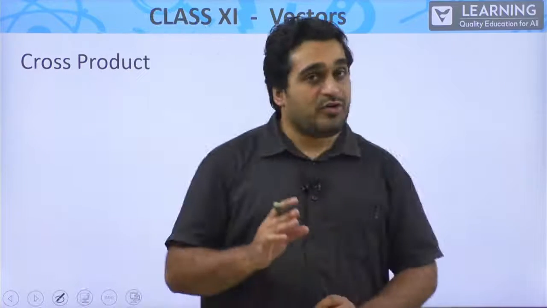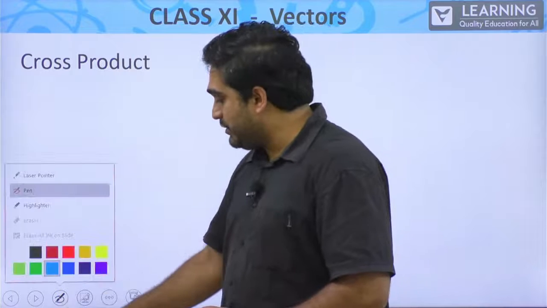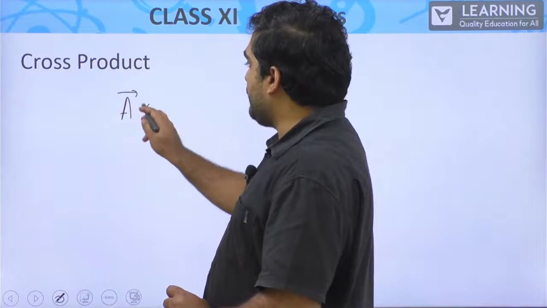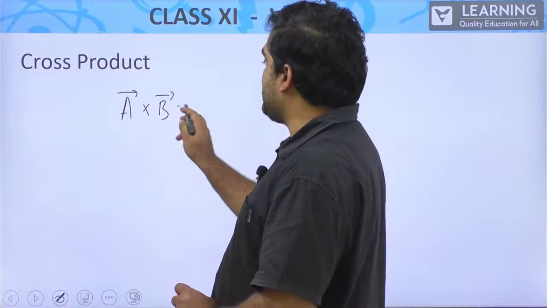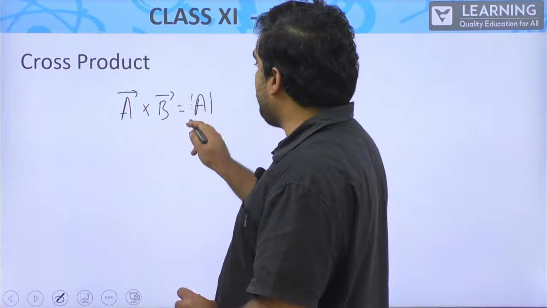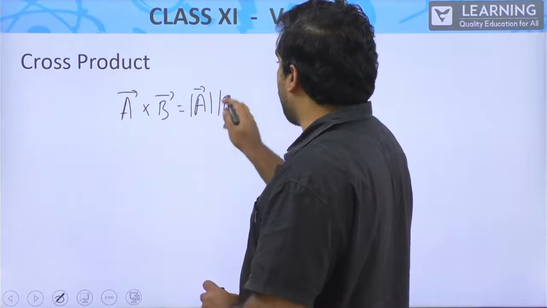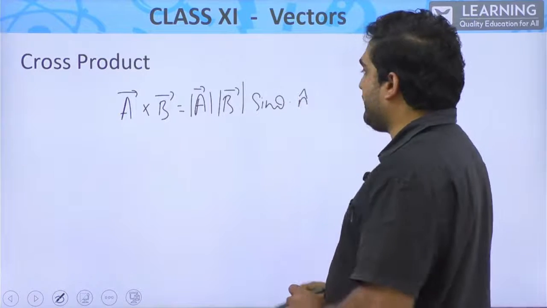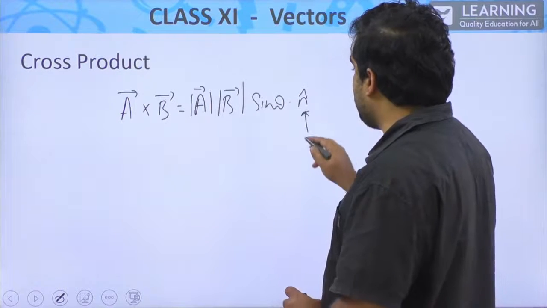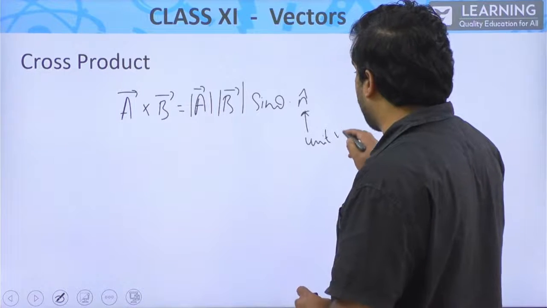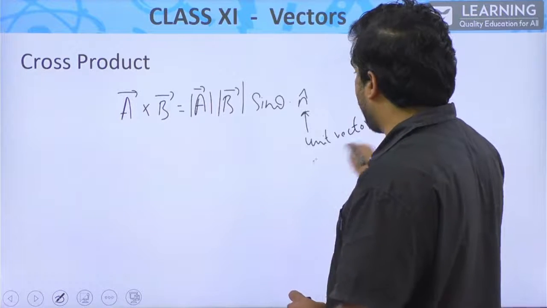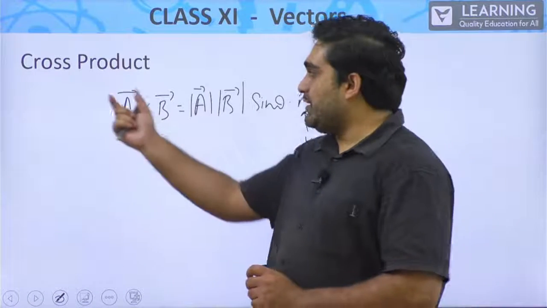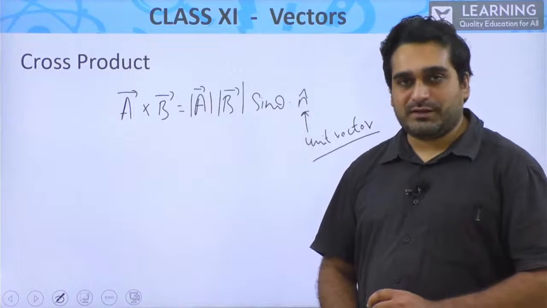Okay, a quick note about the formula that we used. The formula we used is A vector cross B vector is equal to magnitude of A vector, magnitude of B vector, sine theta, n cap. N cap is a unit vector. All right. So in this way, you find the cross product of two vectors.